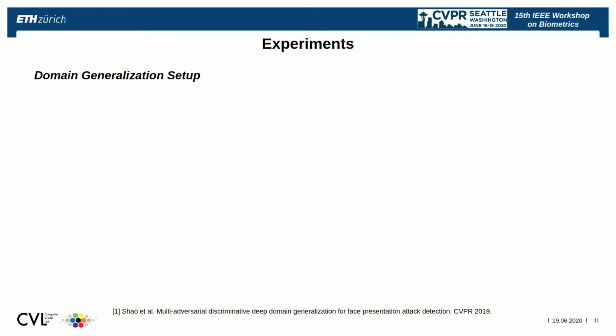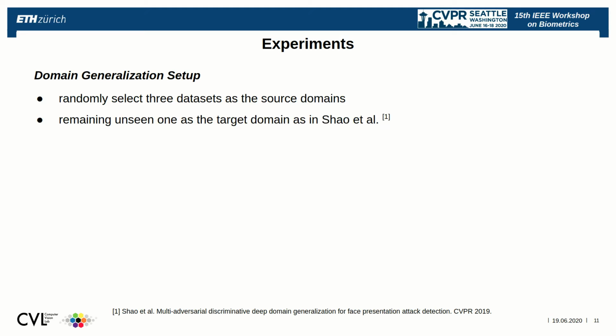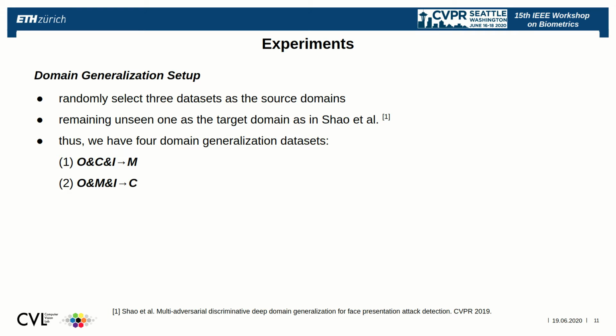The domain generalization setup used in this work is crucial to fully understand the experimental results reported in this work. We randomly select 3 datasets as the source domains and the remaining unseen one as the target domain. Thus, we have 4 domain generalization datasets. First, O and C and I arrow M. Second, O and M and I arrow C. Third, O and C and M arrow I. And the fourth one is I and C and M arrow O.